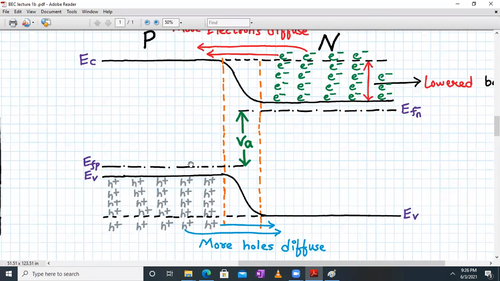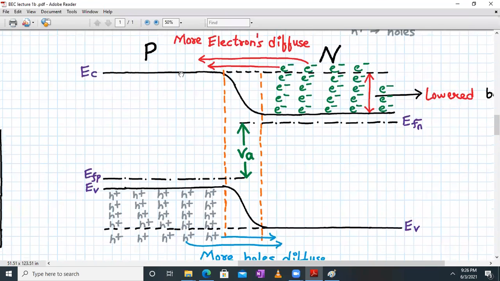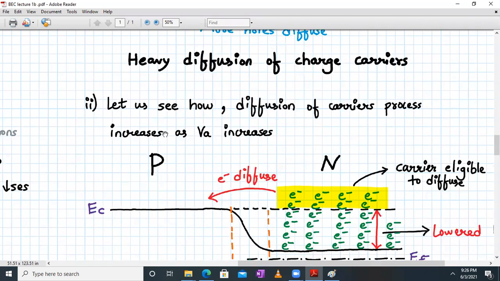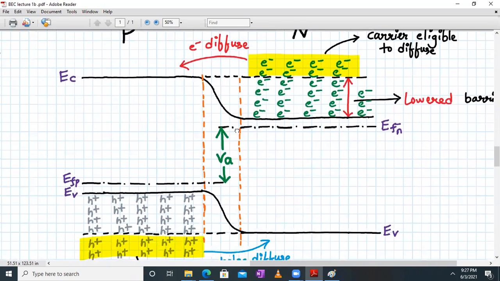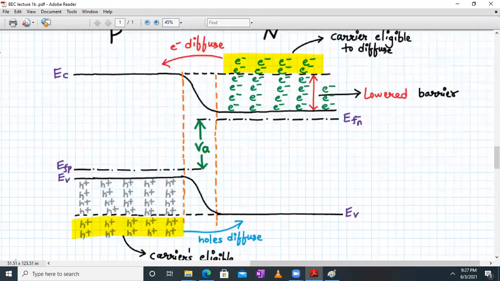Okay, now let us see how the increase in the applied voltage VA increases the diffusion process. Actually, there is one mistake in this diagram. It should be Q into VA. Okay, it should be Q into VA. So let us see how the diffusion of carriers increases as VA increases. Okay, so let us start. I hope that this is fitting in the screen. Let me slightly reduce it.